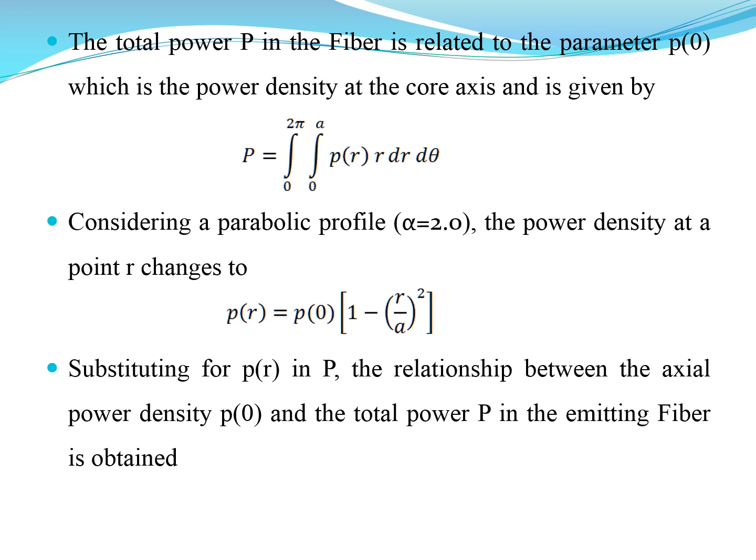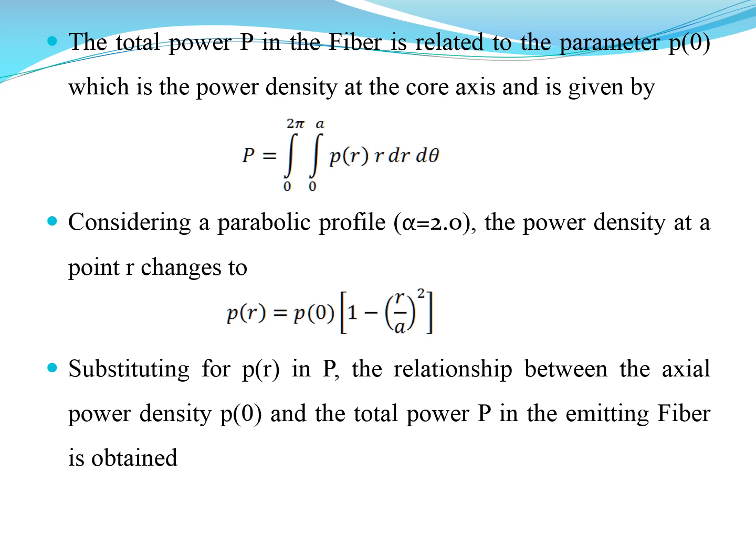So the total power in the fiber is related to P of 0, the power density at the origin of the fiber, which is at the center of the core, the power density at the core axis. That is given as P equal to the integral from 0 to 2 pi, integral from 0 to a, of P of r into r dr d theta.